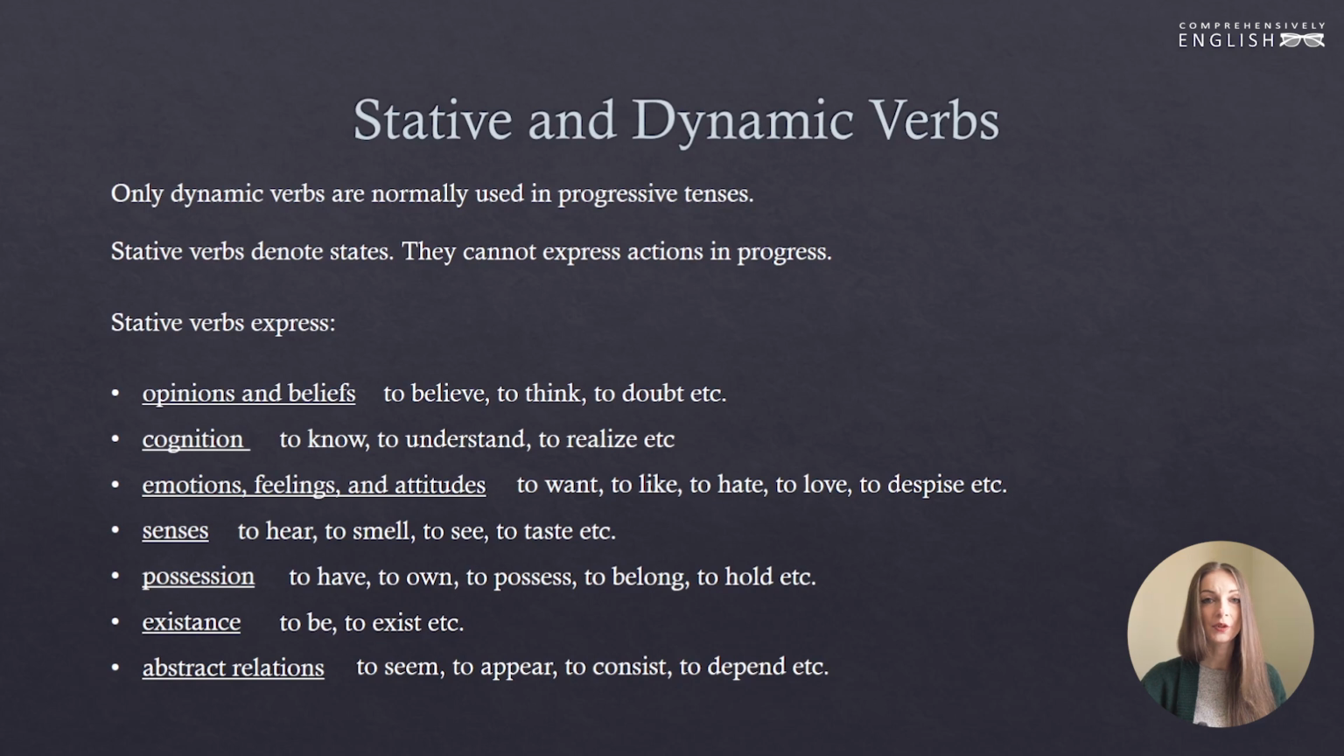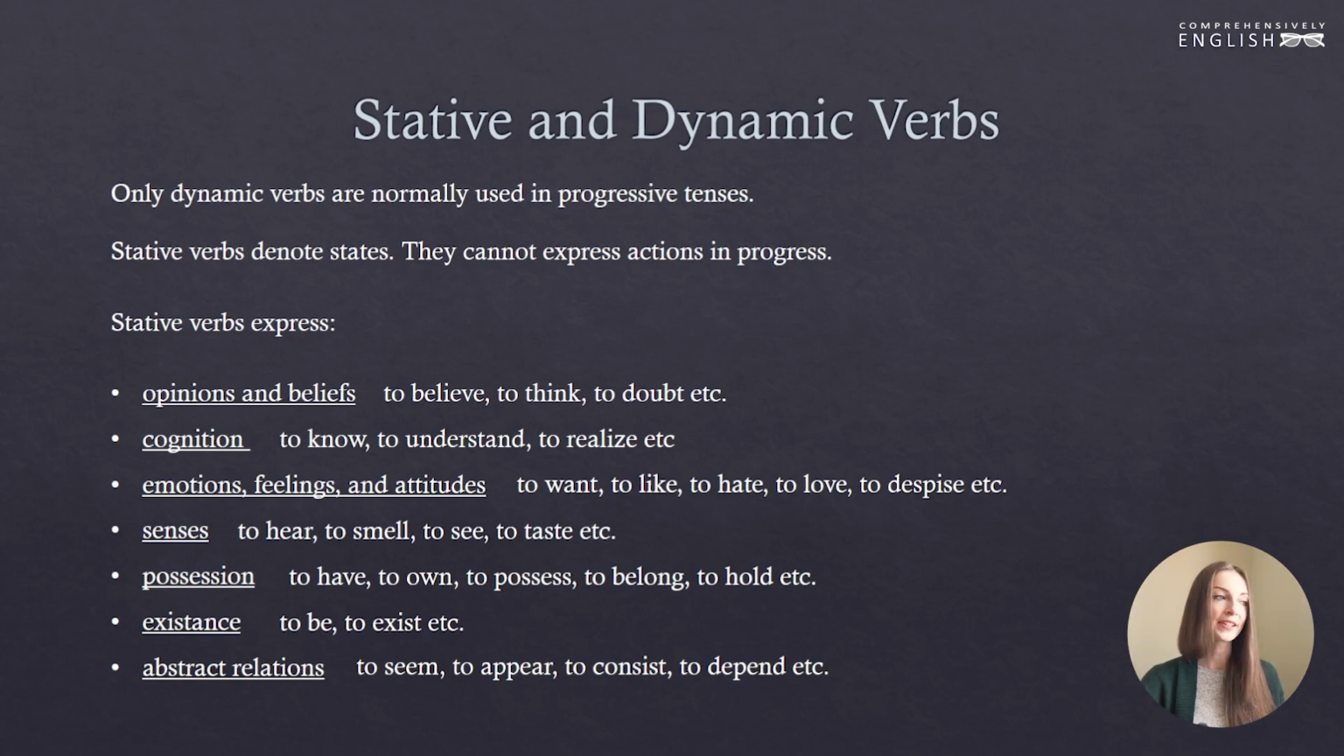Nevertheless, stative verbs can be used in progressive tenses in two cases. First, when the verb we are talking about is used in its different dynamic meaning. And second, for stylistic reasons, to make your sentence more emotionally colored. We'll talk about that a little bit later.